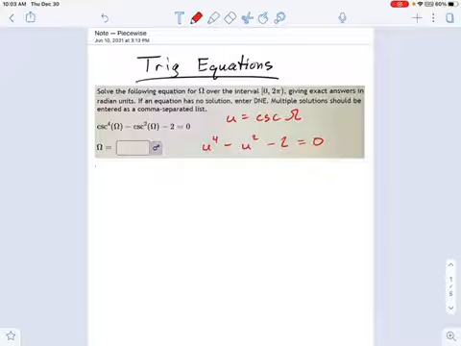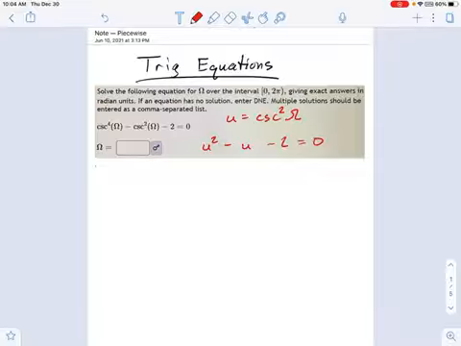I would recommend actually making a different U substitution. And you might notice a pattern here, 4 and 2. Those are a factor of 2 apart from each other, which lets you do this little trick. What if my U substitution was cosecant squared? Well, the middle term is just going to be U, right? U is cosecant squared, whereas cosecant to the fourth is going to be U squared. So now my equation is U squared minus U minus 2 equals 0.